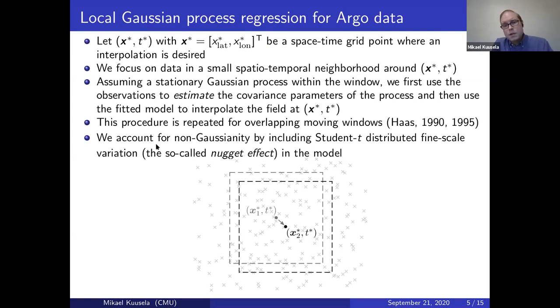I also briefly mentioned that we try to account for the non-Gaussianity of the ocean, and the way we do it is that in our model we have a heavy-tailed fine scale variation, which in this area is called the nugget effect, and that allows us to partially handle heavy tails in the Argo data.